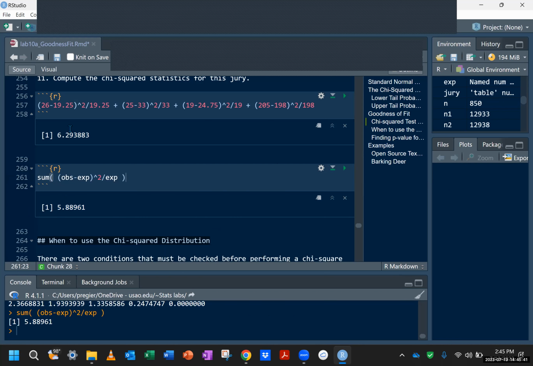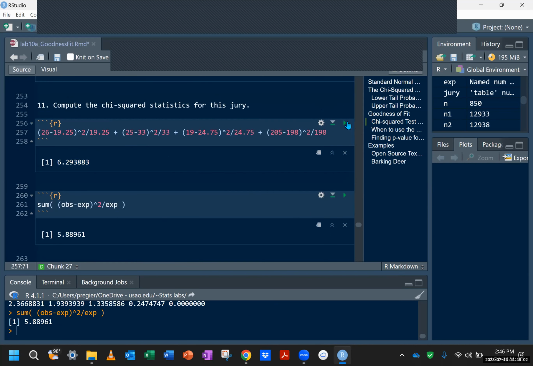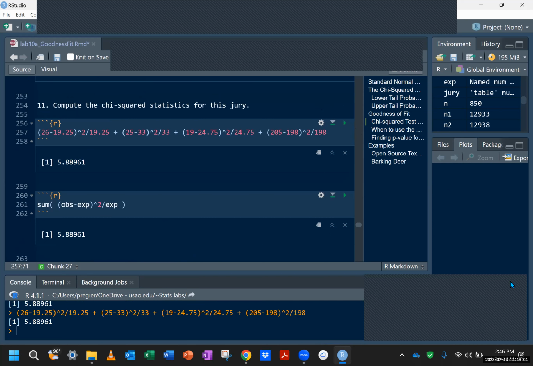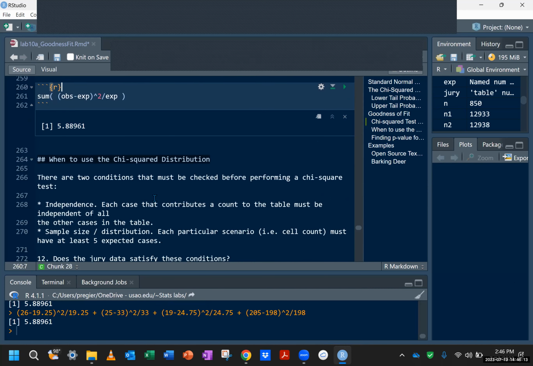So I'm seeing a difference. Let me check my math here. Maybe you already found that I made an error. 25 minus 33, 19 by 25. Oh, here we go. I should say 24.75 here. Expected is 24.75. Okay, run that again. Okay, now they're the same. Good. You can see this is a little more accurate if I do it this way. So that's my chi-square statistic.